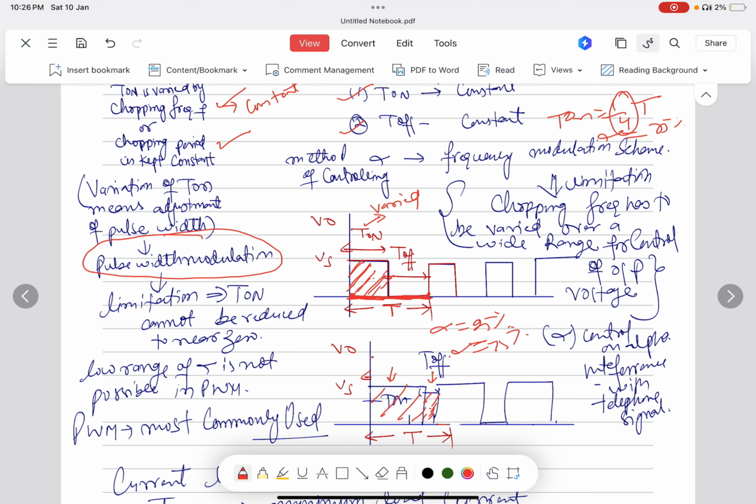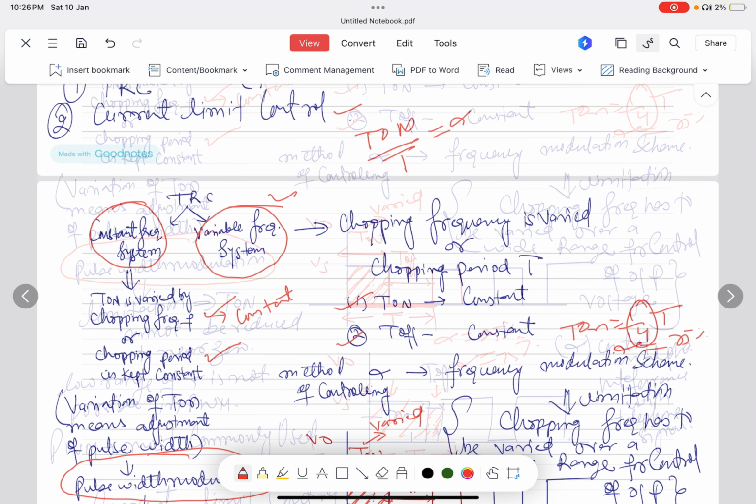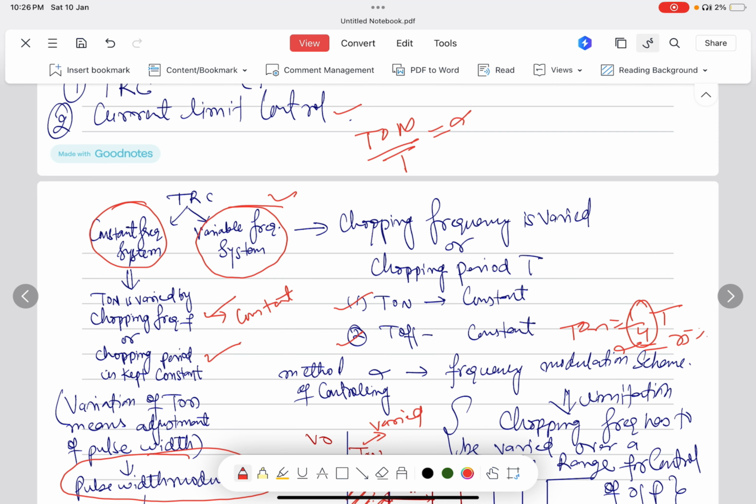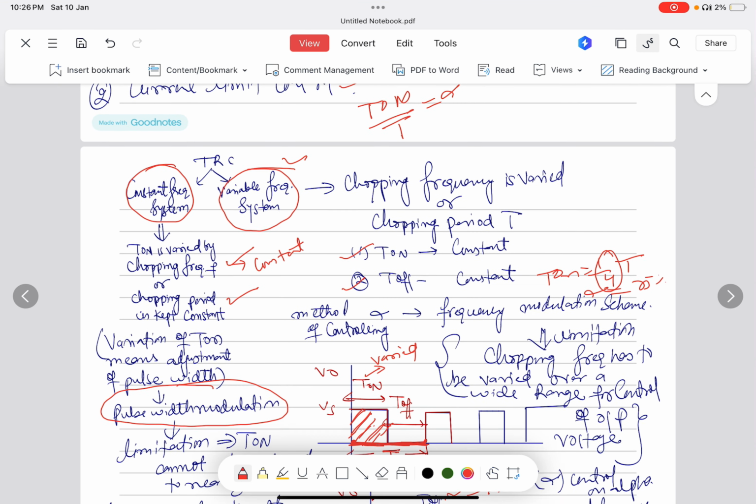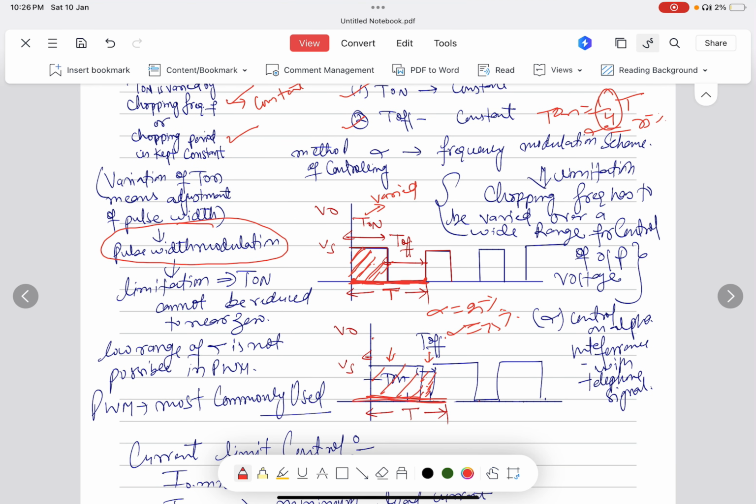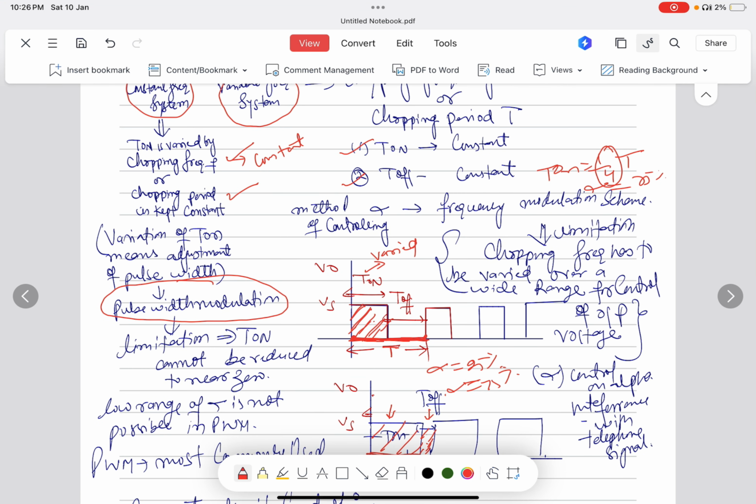Next is the variable frequency system. In the variable frequency system, the chopping frequency f is varied, that means the time period T is varied, and one of two things is kept constant. T on can be kept constant, or T off can be kept constant, but we can choose only one. Either we vary with T on constant, or with T off constant. This is known as the variable frequency system, also called the frequency modulation scheme.